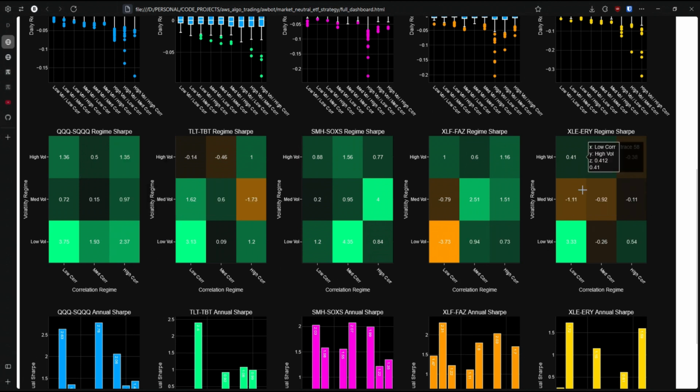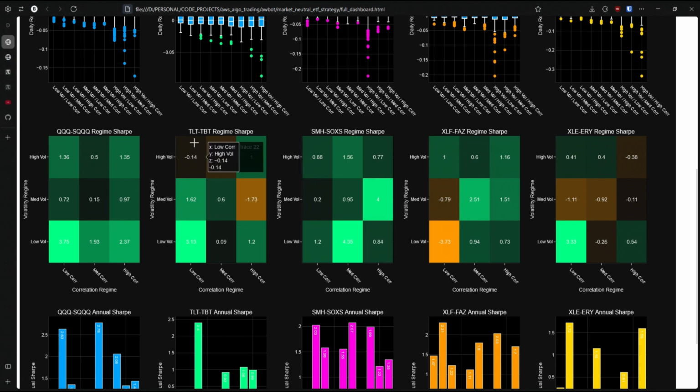Obviously, XLE, ERY has the worst performance during medium volatility across all correlation regimes. XLF, FAZ, low vol, low correlation is really bad, as well as medium volatility and low correlation. SMH, SOXS tends to do well regardless of regime. So that speaks to an overall market trend or economic trend that is not really beholden to these typical regime changes.